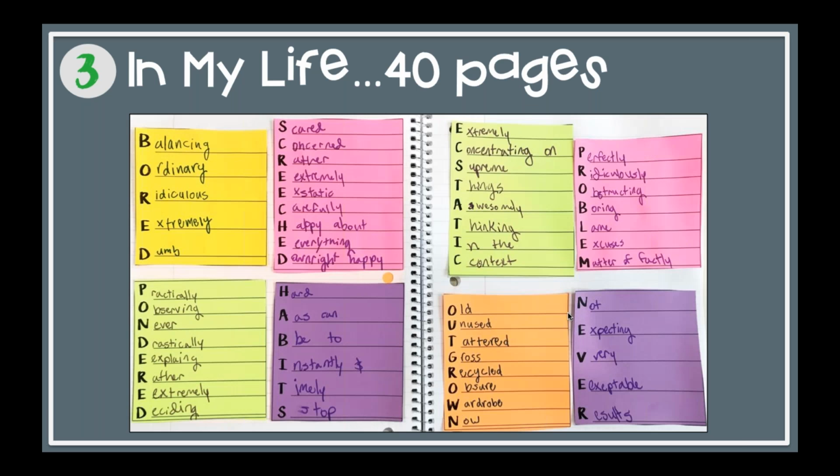I love tying a little bit of poetry into vocabulary because there's always such great vocabulary in poems. So every week I have this as an option where the kids can write an acrostic poem using their vocabulary words, and they kind of define and give examples of the word in their poem. So bored is balancing, ordinary, ridiculous, extremely dumb. I love that one. Habits: hard as can be to instantly and timely stop. That's great too. And then never: not expecting very acceptable results. That's a great one too. So they can practice making poems in an acrostic way with their words.